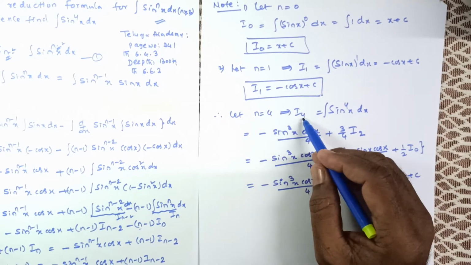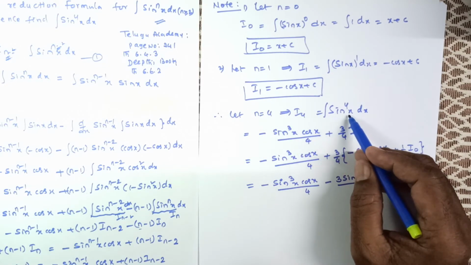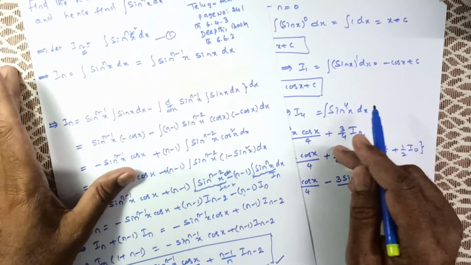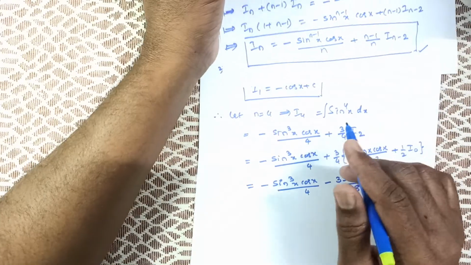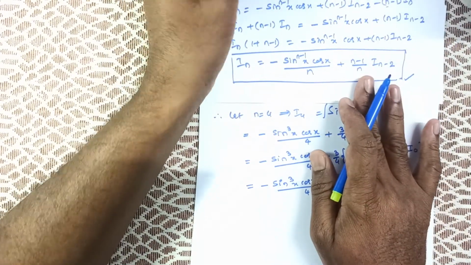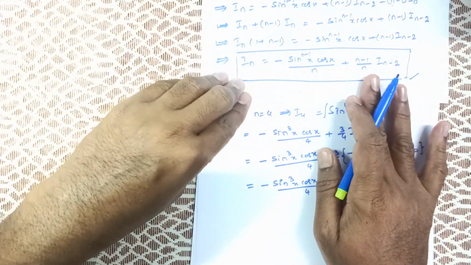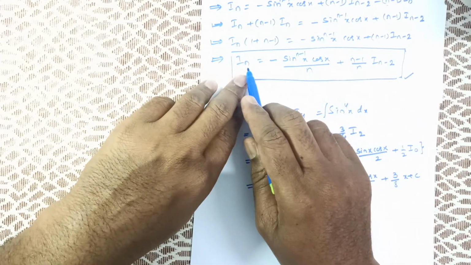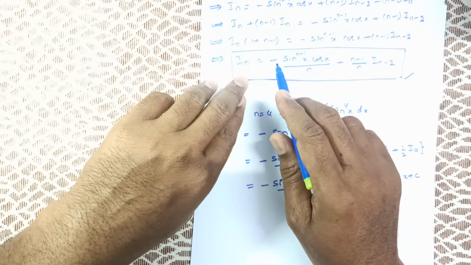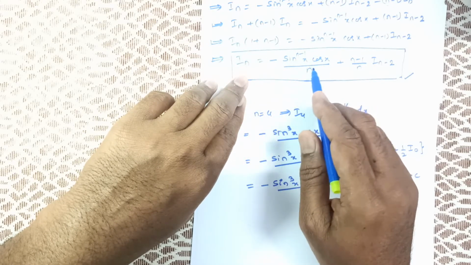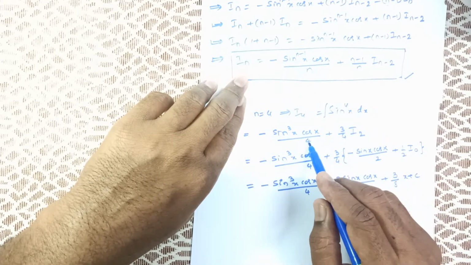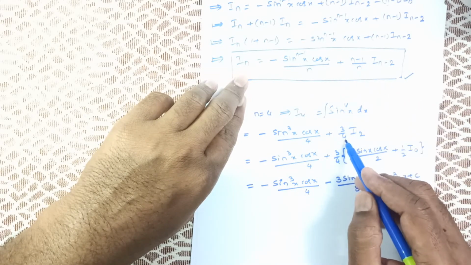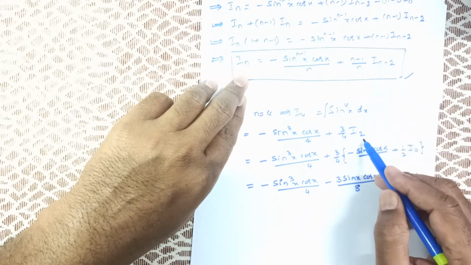Let n is equal to 4. I4 is equal to integration of sine power 4x dx. So n is equal to 4, substitute in the theorem obtained. Here you substitute n is equal to 4. I4 is equal to minus sine power 4 minus 1 of x into cos x by 4, plus 4 minus 1 by 4. So that is 3 by 4, and 4 minus 2 is I2.